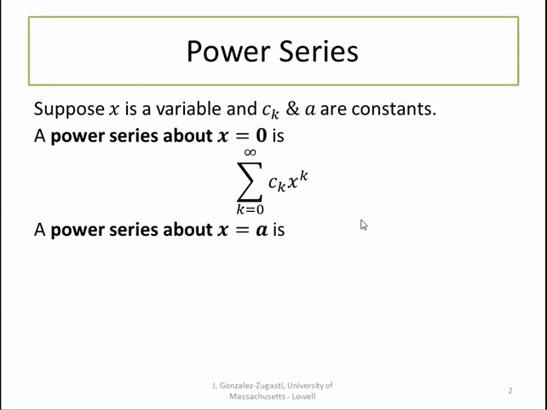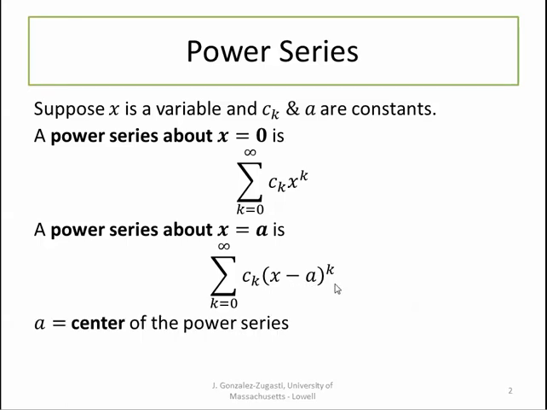A power series about x equals a is a sum as k goes from 0 to infinity of c sub k times x minus a raised to the k. That number a is called the center of the power series. So here, when we have a power series about x equals 0, the center is 0. And here, when we have a power series about x equals a, a is the center of the power series. And the c sub k's are called the coefficients of the power series.